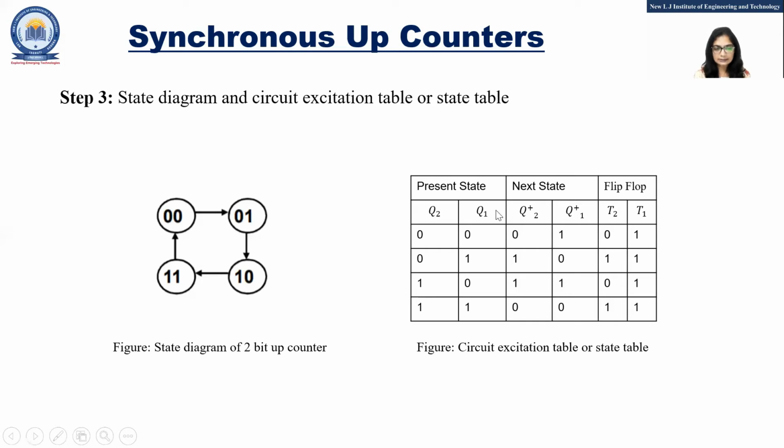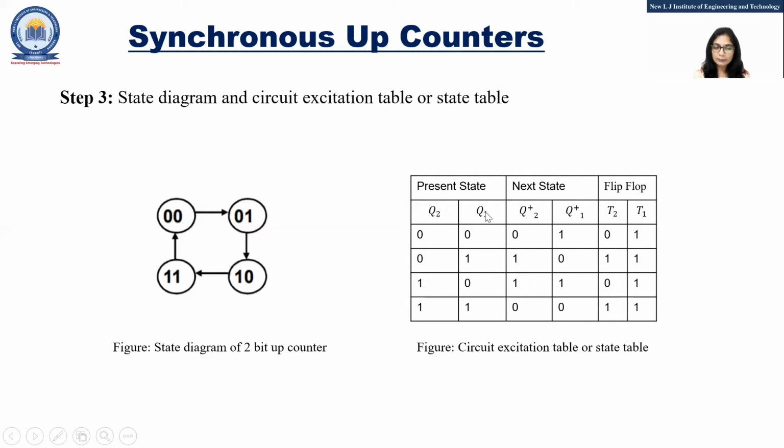Okay, these are the states. Q1 is the present state, Q1 plus is the next state for T1. Q2 and Q2 plus are the two states for T2. Means for the T2 flip-flop, the second flip-flop, Q2 is the present state and Q2 plus is the next state. Because what we have to do is present state, next state, and flip-flop inputs.